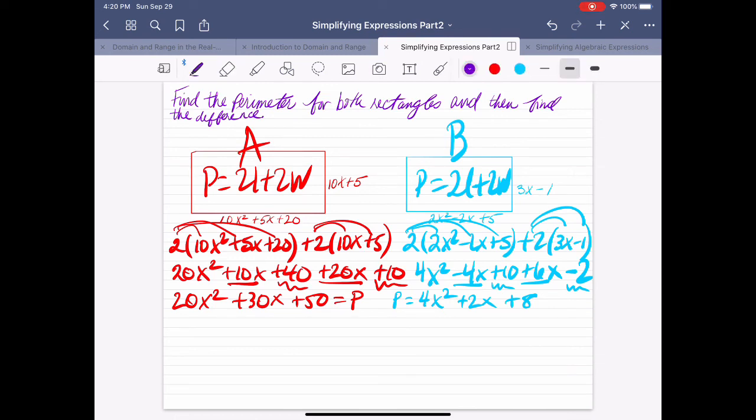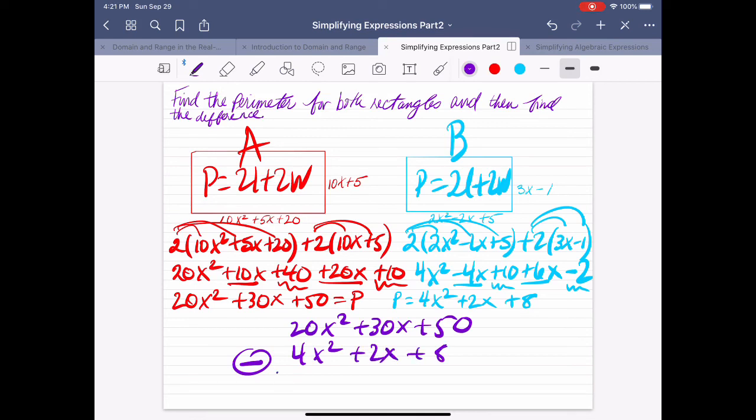So let's stack them up. So the biggest perimeter is 20x squared plus 30x plus 50 minus, and I'm going to circle that minus so you won't forget that we are subtracting. And we are going to subtract top minus bottom.